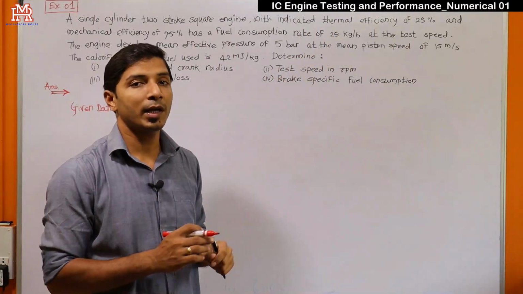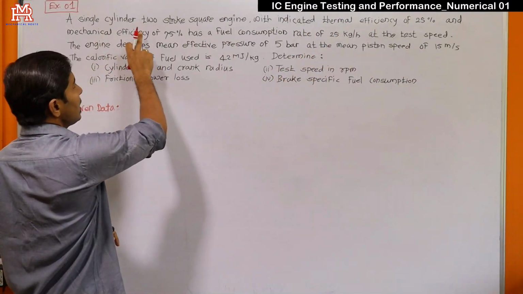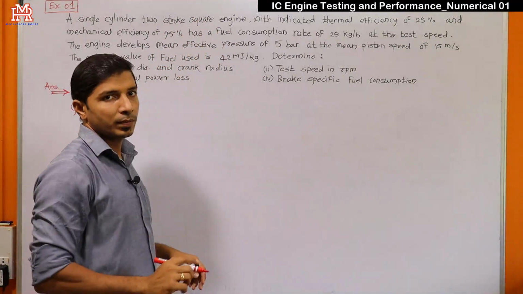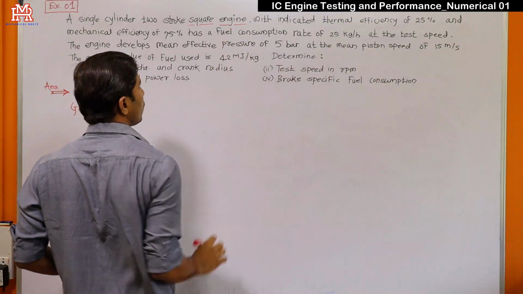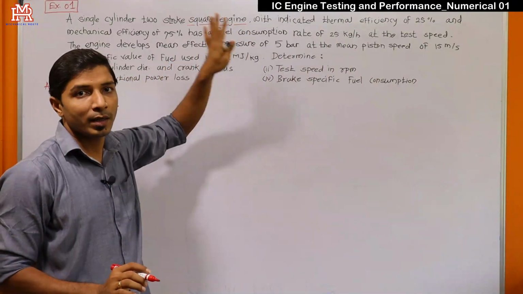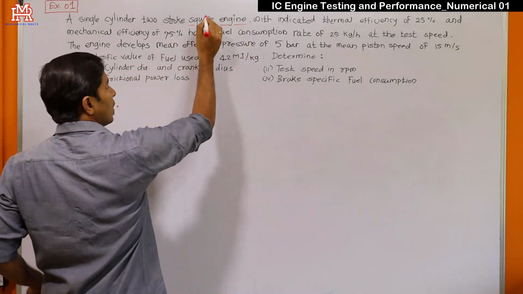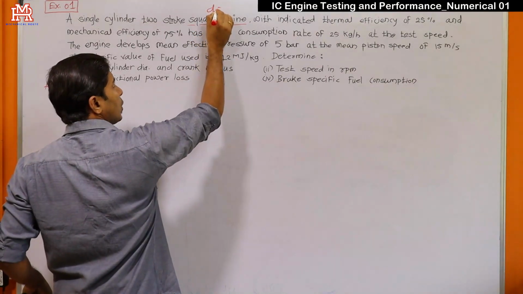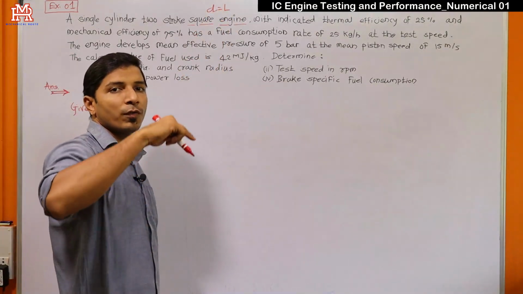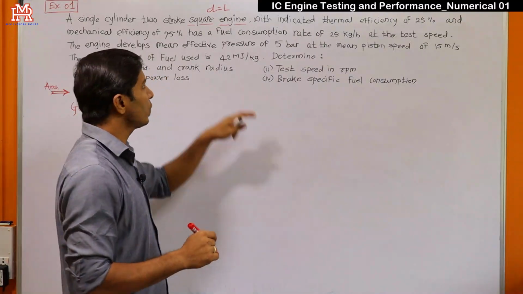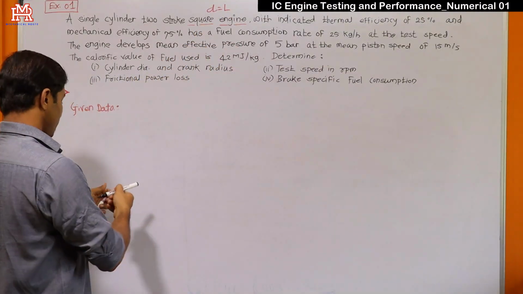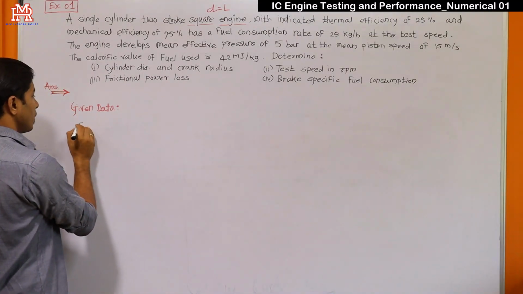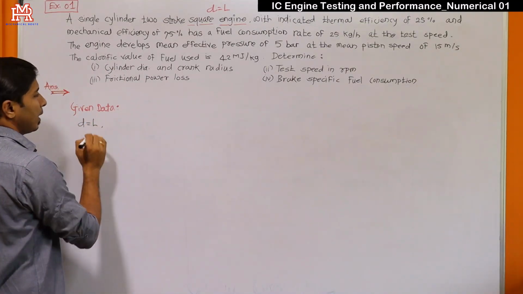to write the given data. So, a single cylinder 2-stroke square engine. They have mentioned it is a square engine, so you have to keep this in mind. There is one standard condition for a square engine. So D is equal to L, meaning the diameter of the cylinder always equals the length or stroke length. So one condition is given, D is equal to L.